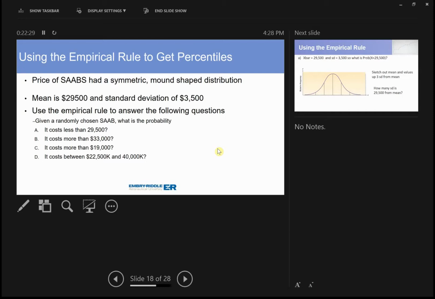Okay, so I know that this data value is 3 standard deviations away, so between 3 standard deviations is 99.7%. Does that get me everything I want though? Not quite. What am I missing? This little bit here, right? It gets me the majority, but I'm missing this little bit right here. So how do I find that? It's the same thing, right?